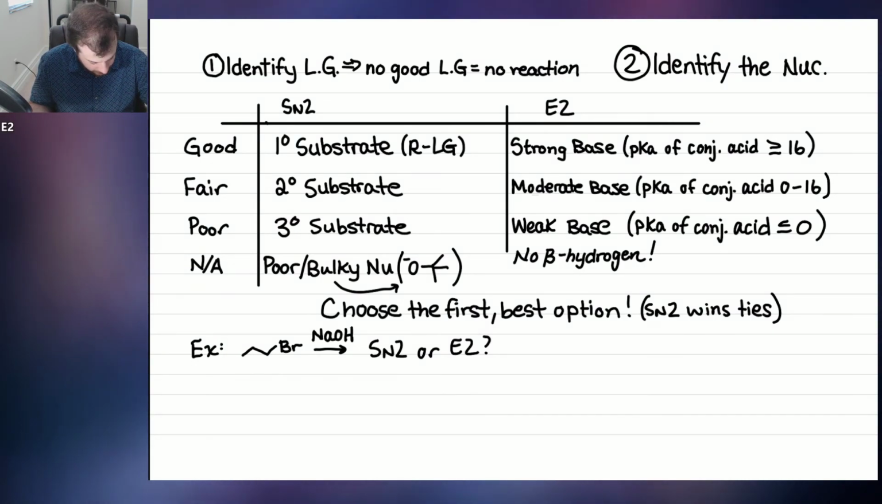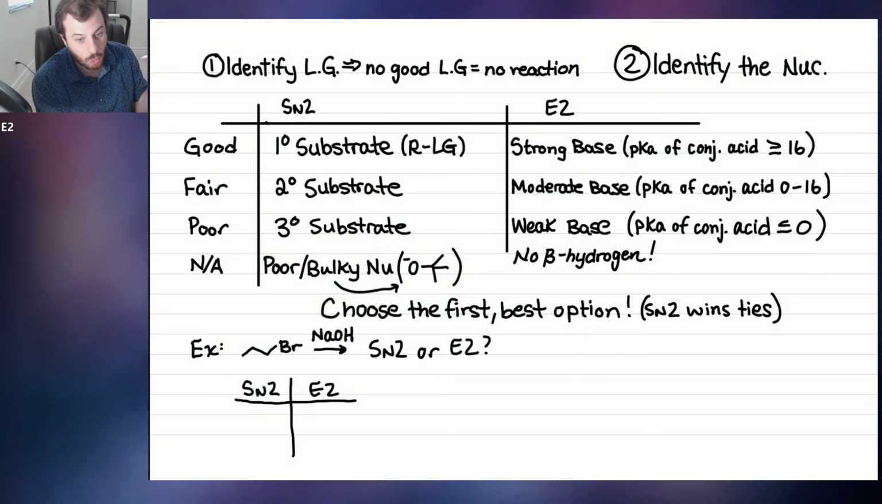So our table looks like this, SN2, E2. Okay, SN2 column first. First things first, do we have a poor or bulky nucleophile? No, we do not. NaOH is not a poor nucleophile because it's not water, an alcohol, or a carboxylic acid.